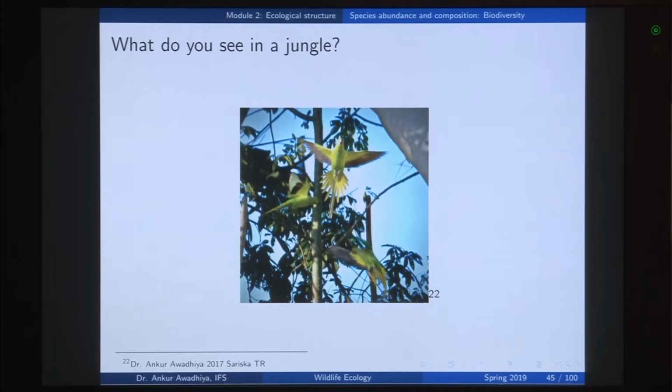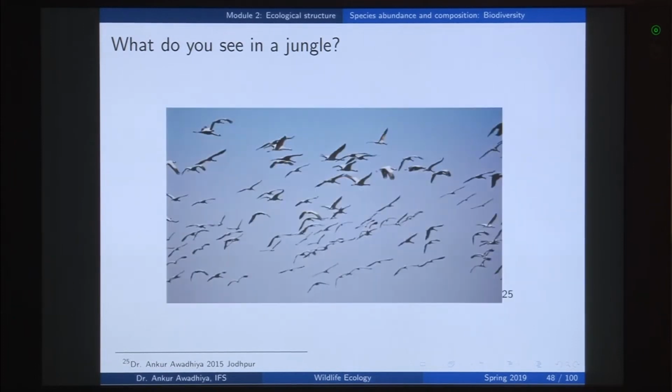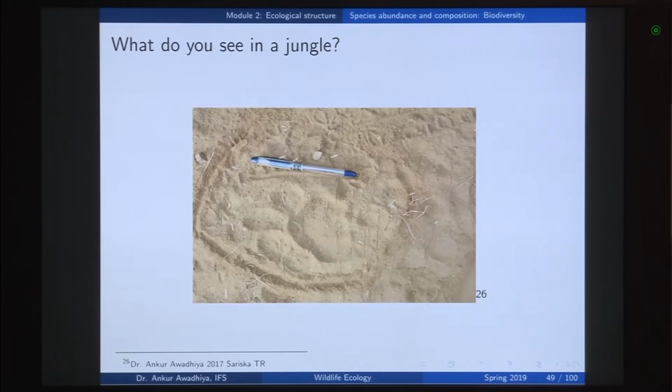If we look up, we will observe some birds. We will see parakeets most probably, or maybe even things like mynas or peacocks if we are lucky, or we will also observe some animals and birds that are migratory. This is an example of demoiselle cranes, which are migratory species that visit our country for a while and then move off. We might also observe some signs of animals.